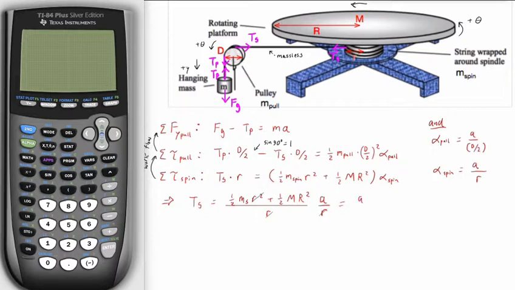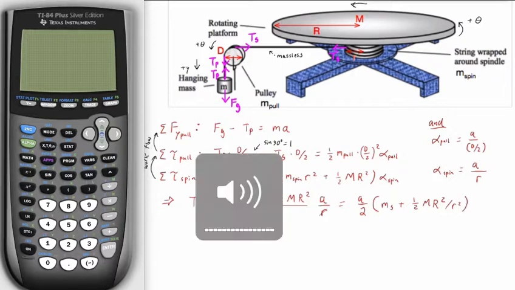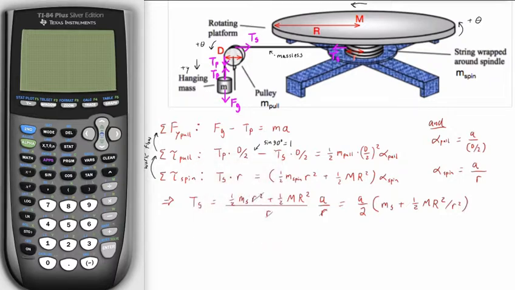So we're going to have a over 2, which I'll pull out in the front, and then ms plus 1/2 m big R squared. Okay. Yep, everything checks out nicely. Oh, well, it'd be big R squared over little r squared if I want to do the cancellation like I did. Okay. All right.